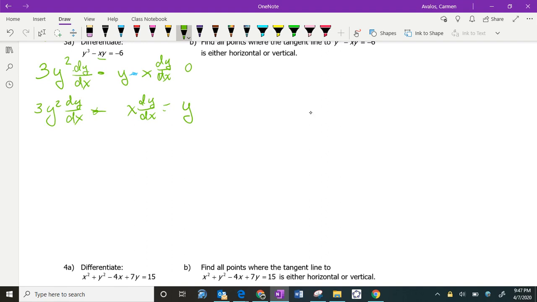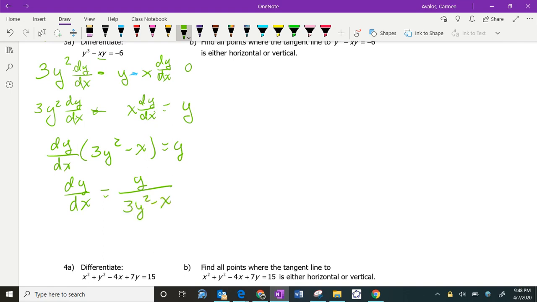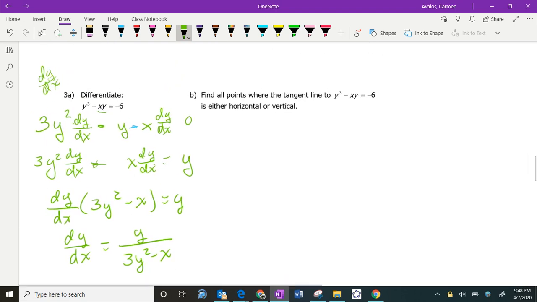Very good. Okay, so now if you notice, these two have something in common. That was my goal, so that I could factor it out. And so I get 3y squared minus x is equal to y. And then in order to get dy dx by itself, I am going to move this over. dy dx is equal to y over 3y squared minus x, and that is my derivative. So when it says differentiate, it means to find the derivative. We did. We got the dy dx. Notice how there's only one dy dx, nothing else there. And so then we are done with that.